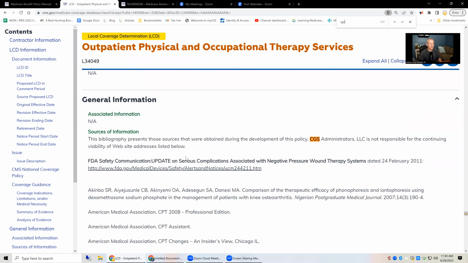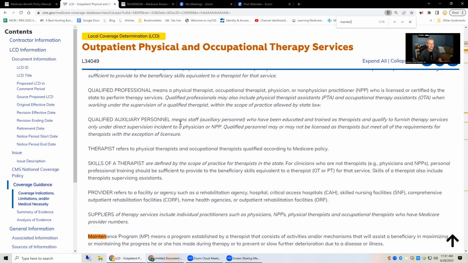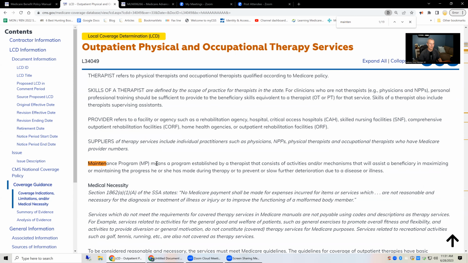Yeah, so this is a source of information from CGS administrators. That is my particular Medicare MAC. And what we want to do, again, I'm going to search the document. So I hit Control F, maintenance, and you can see here, if I scroll up just a little bit, we've got definitions. The definition of a maintenance program means a program established by a therapist that consists of activities and or mechanisms that will assist a beneficiary in maximizing or maintaining the progress he or she has made during therapy.